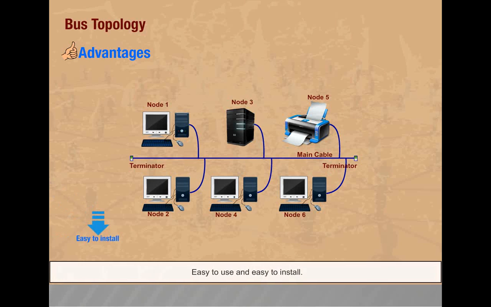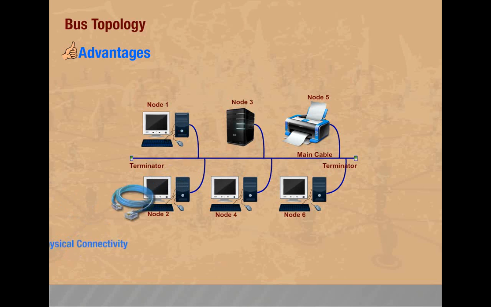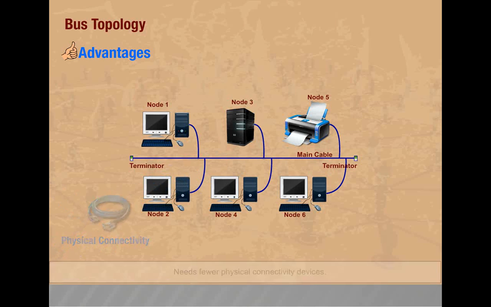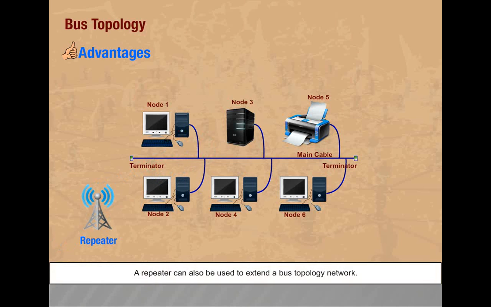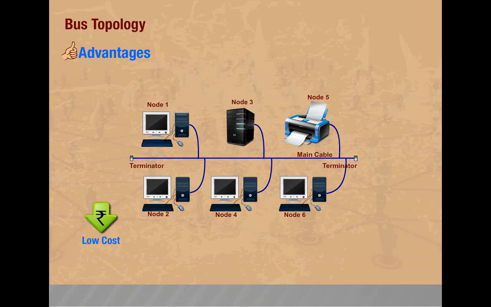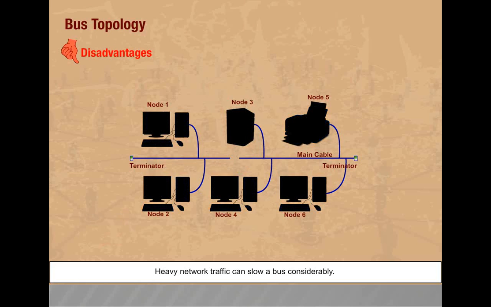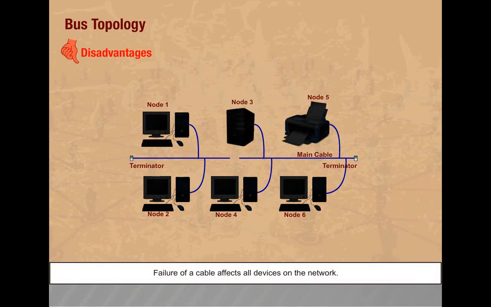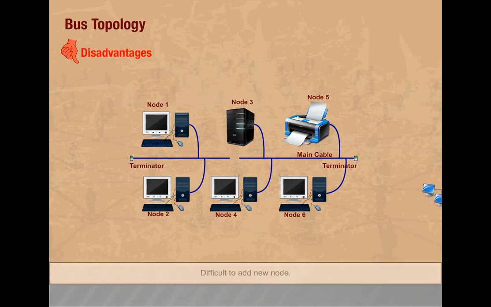Advantages: easy to use and easy to install. Needs fewer physical connectivity devices. A repeater can also be used to extend a bus topology network. Low cost. Disadvantages: Heavy network traffic can slow a bus considerably. It is difficult to troubleshoot a bus. Failure of a cable affects all devices on the network. Difficult to add a new node.